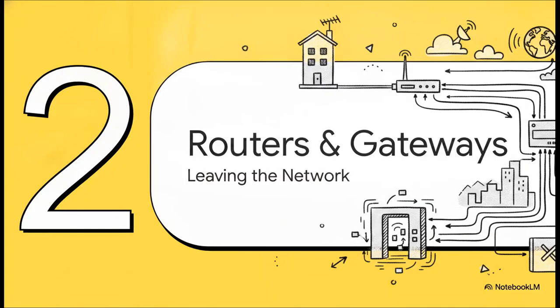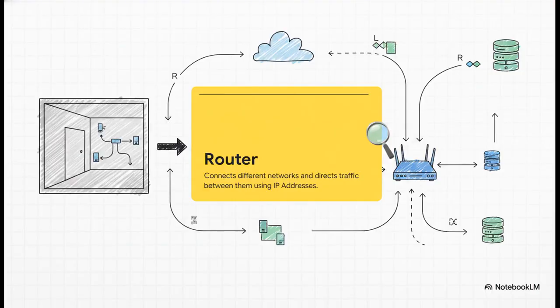Which brings us to Section 2, routers and the gateway. Because, think about it, if a switch keeps us locked inside the room, how do we get out? Well, that's exactly where the router comes in. A router is exactly what it sounds like. It routes traffic. It connects different networks together. So while a switch connects devices inside a single room, a router connects that entire room to the outside world.